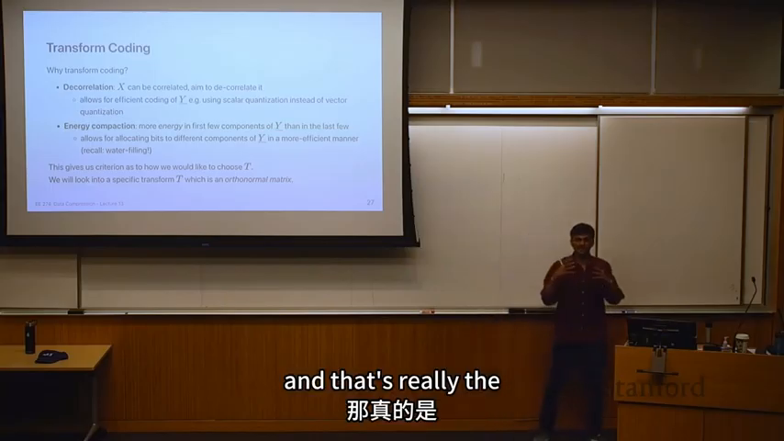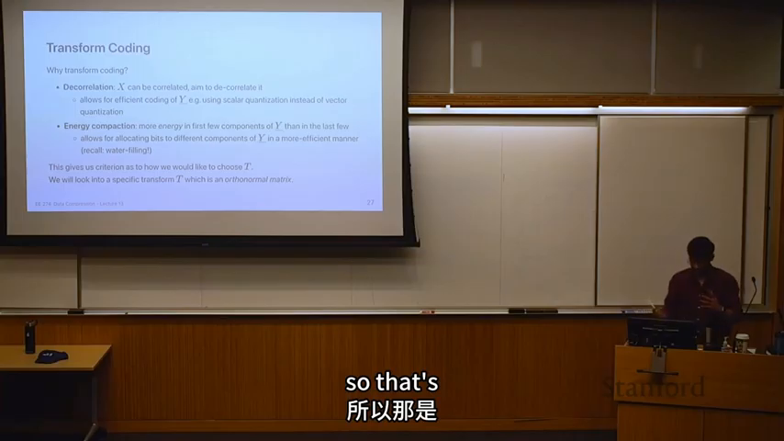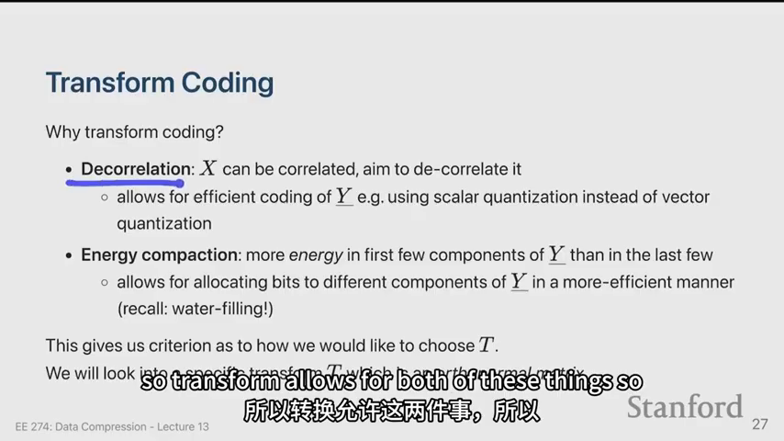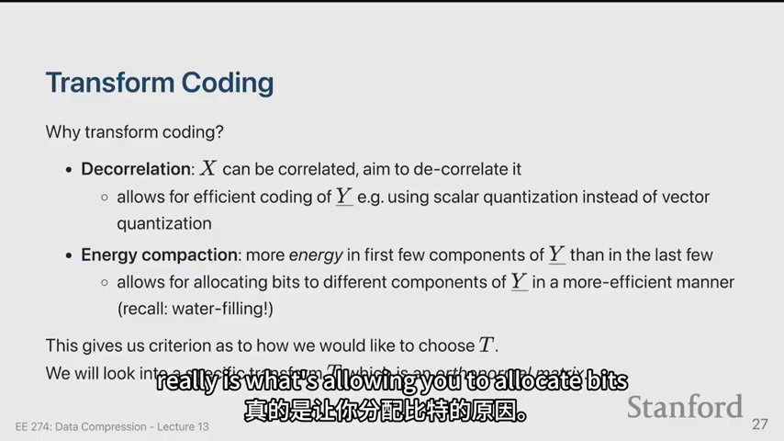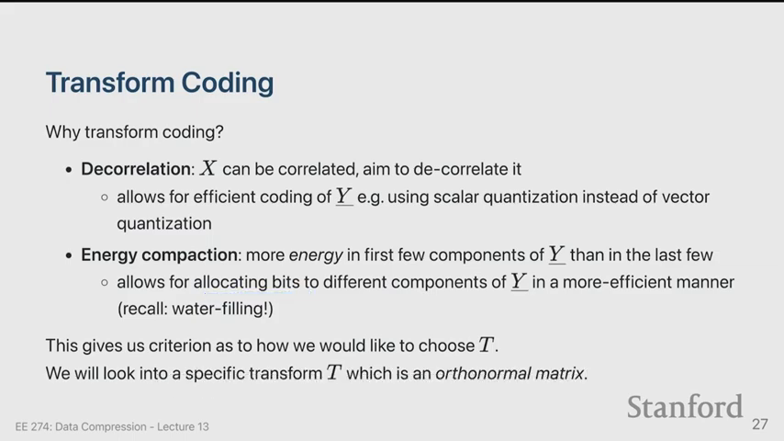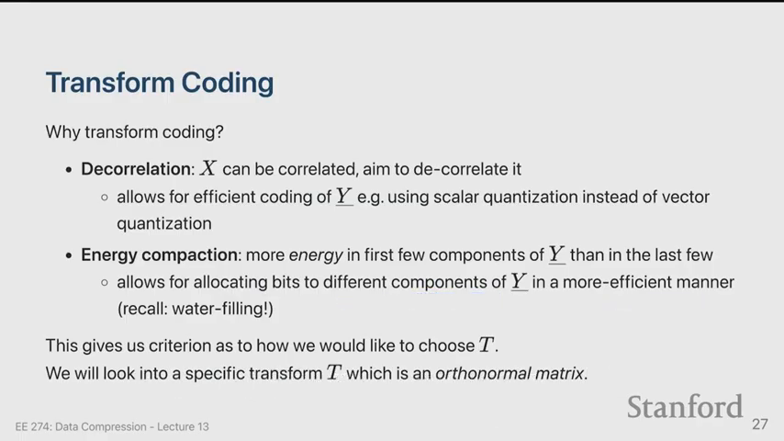And that's really the way you steal away performance or bits there. So transform allows for both of these things: decorrelation as well as energy compaction. Energy compaction really is what's allowing you to allocate bits to different components of your block in a more efficient manner.